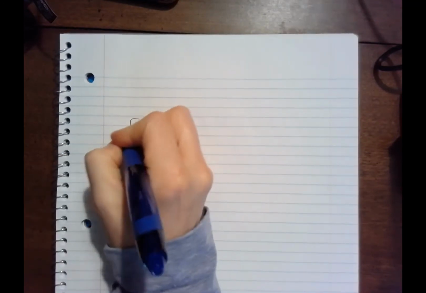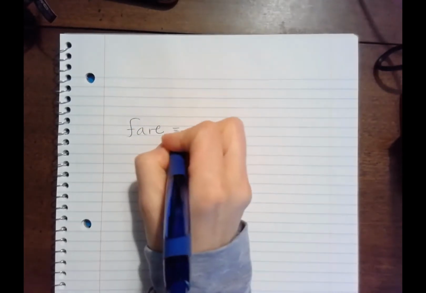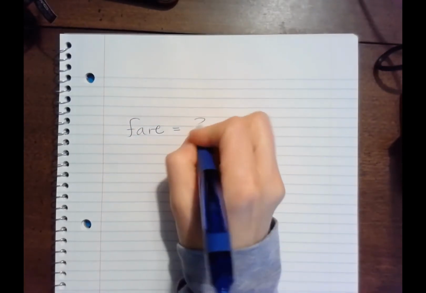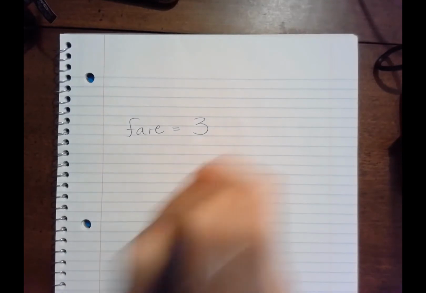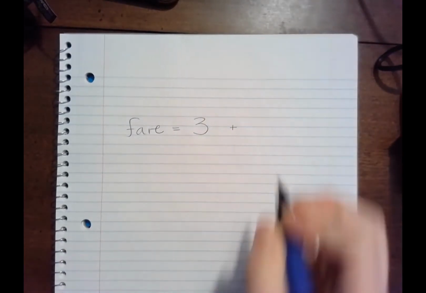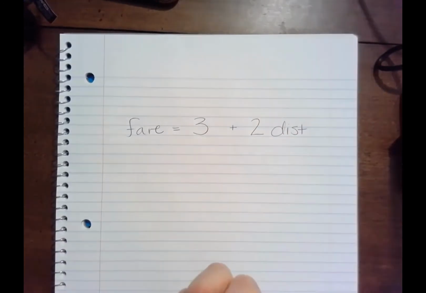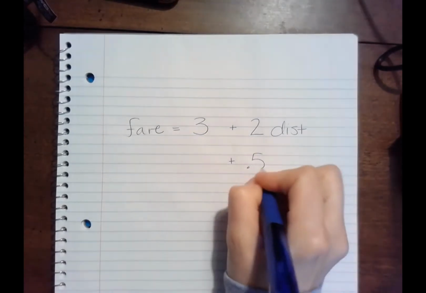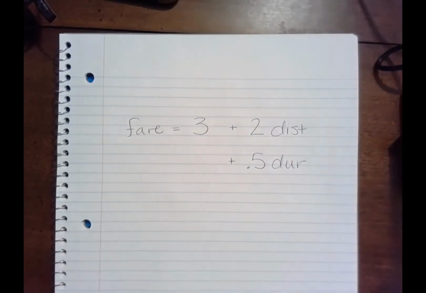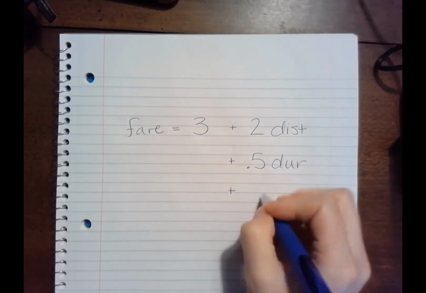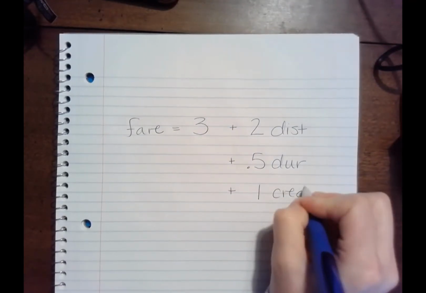So why do I care about multicollinearity to begin with? Let's write our example model down, and I'm going to make up some numbers. Let's say our model is a model of fares, and let's say our intercept is 3. We'll keep this simple. And to that 3, we'll add 2 times distance, whatever the distance of that ride is. And to that, we'll add 0.5 times duration of the ride. And in addition, we'll have a 1 times credit.